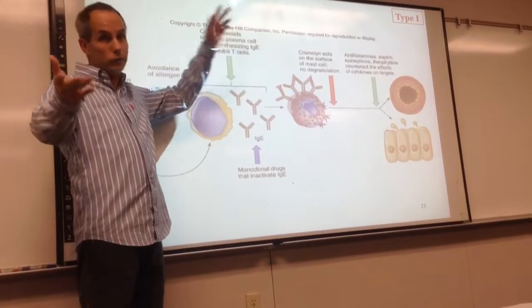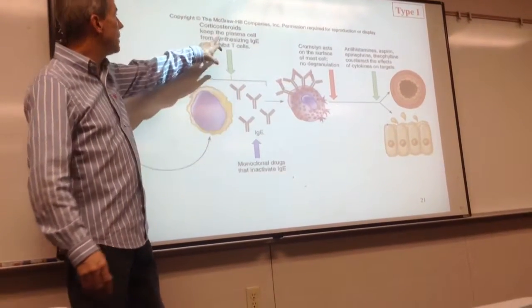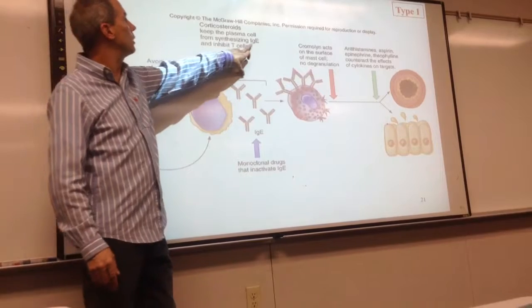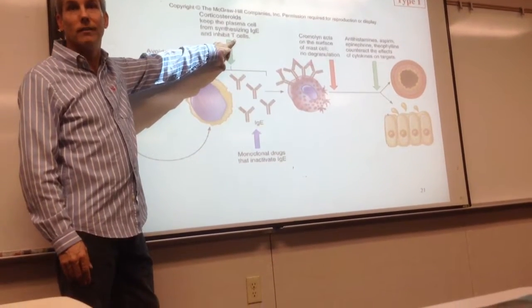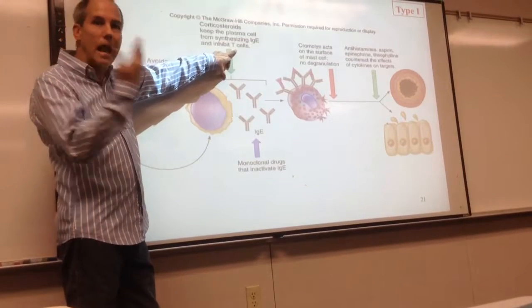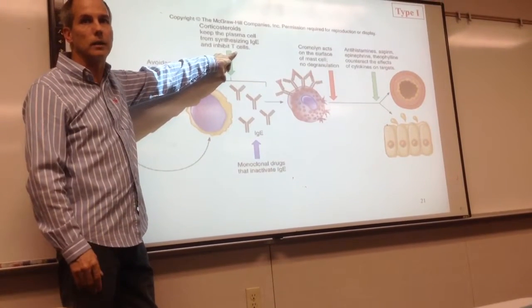Corticosteroids, that's one set of steroids. They keep the plasma cell from synthesizing immunoglobulin E, and they inhibit T cells as well. Do you see how this cascade doesn't make any sense if you haven't listened to my previous lectures?